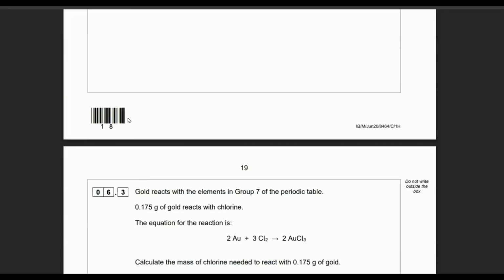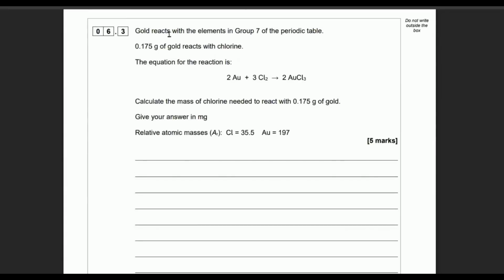Going through 6.3, gold reacts with the elements in group 7 of the periodic table. 0.175 grams of gold reacts with chlorine. The equation for the reaction is 2Au, which is gold, plus 3Cl2, diatomic chlorine, goes to 2AuCl3. Calculate the mass of chlorine needed to react with 0.175 grams of gold. Give your answer in milligrams.